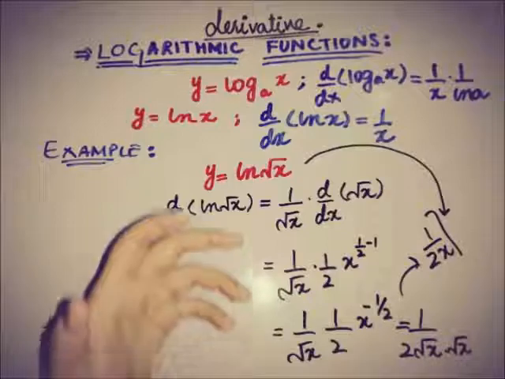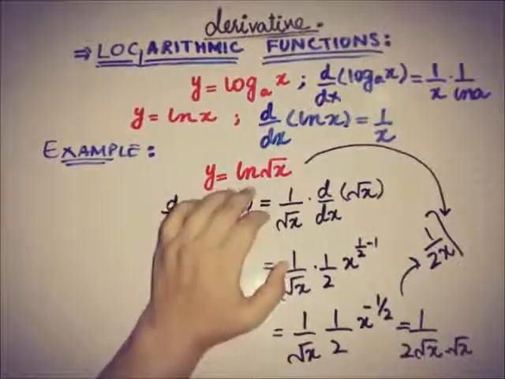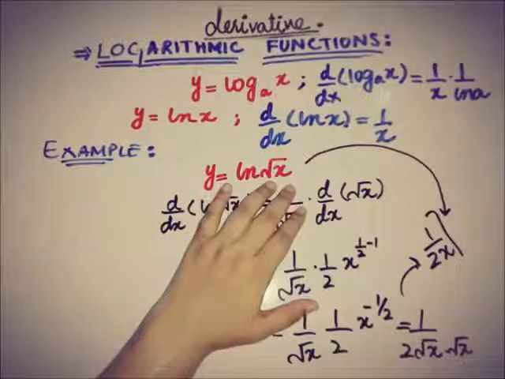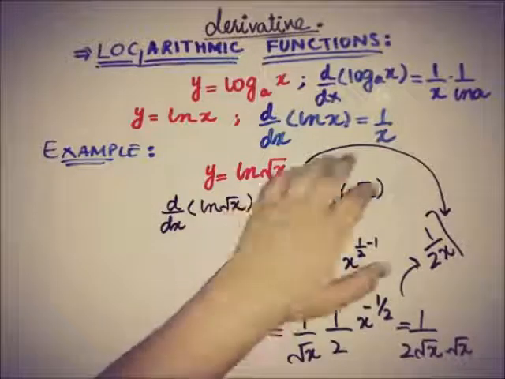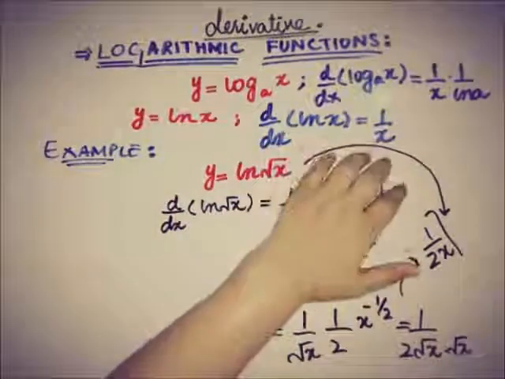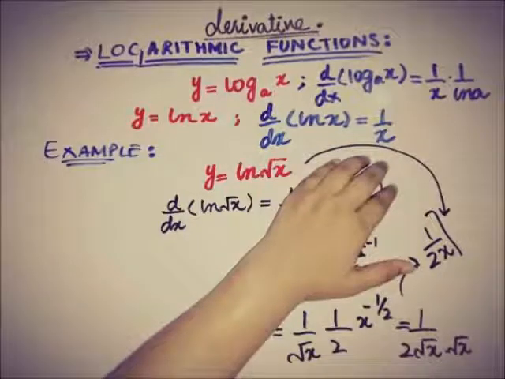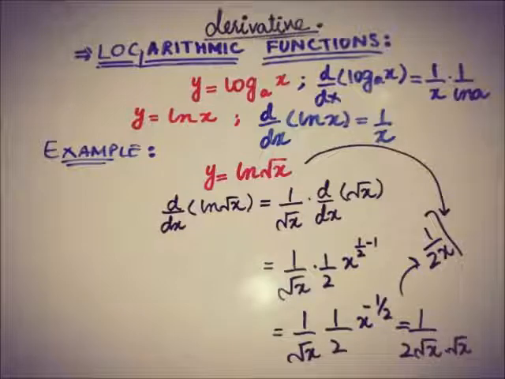We do not need to apply all of this, because when the function is natural log of x, the base is e, and we only have to apply that the rate of change of natural log of x is equal to 1 by x. So this is a very easy method of finding the rate of change of the natural logarithmic function.